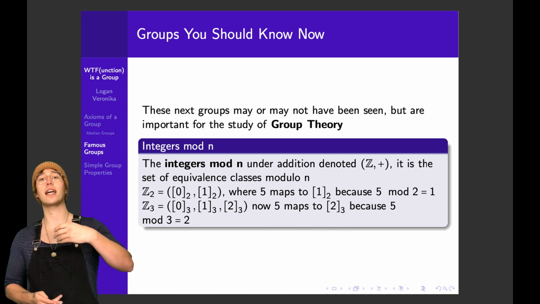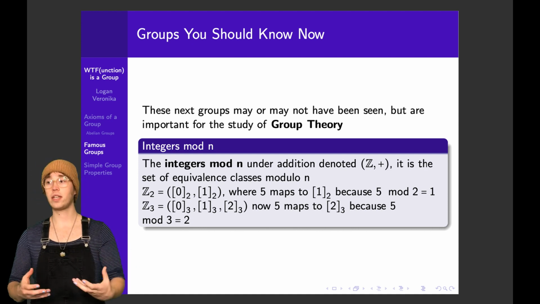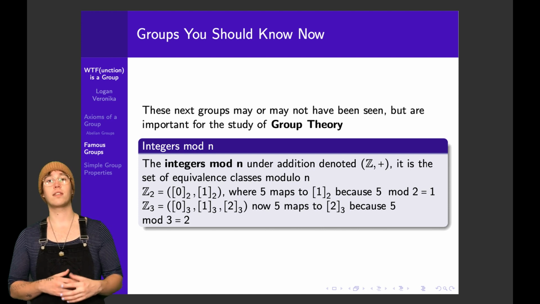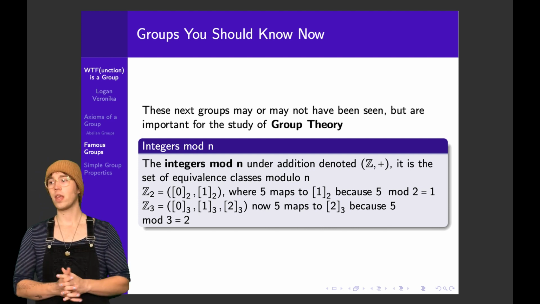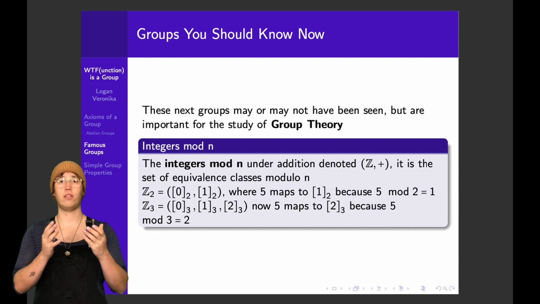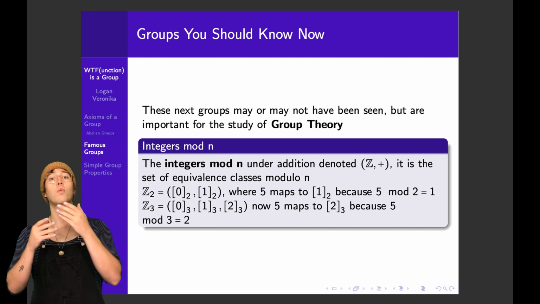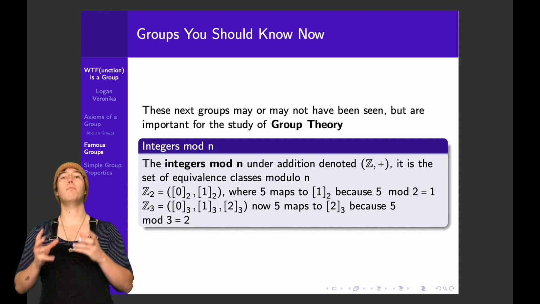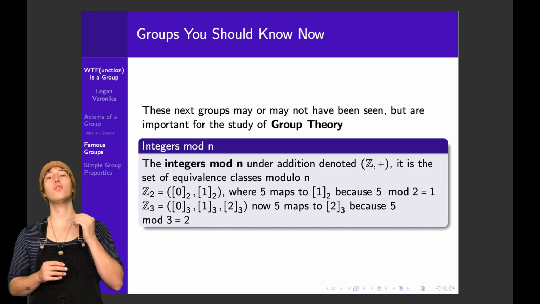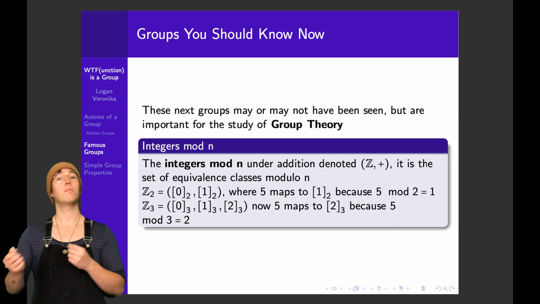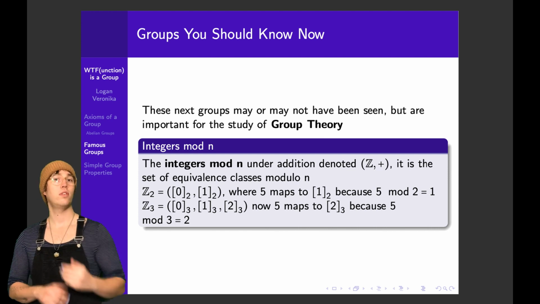So then if we looked at ℤ₃, which is the equivalence classes of the integers mod 3, now we have [0]₃, [1]₃, and [2]₃. And now 5 would map to [2]₃ because 5 mod 3 is 2.